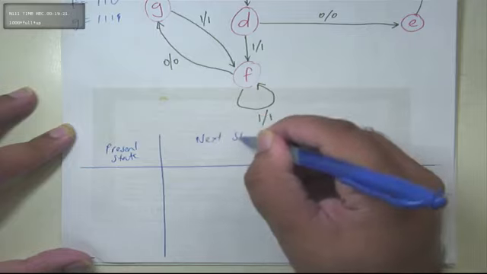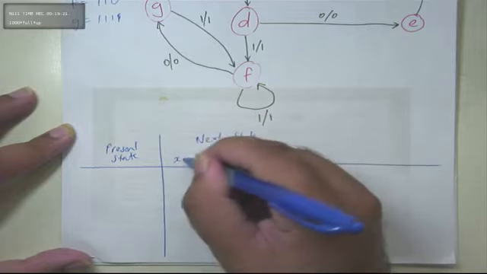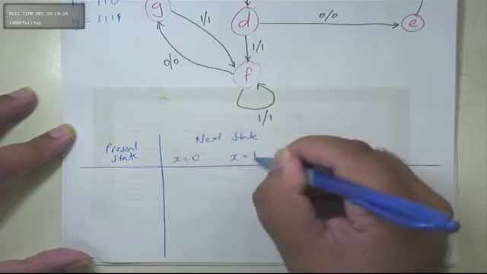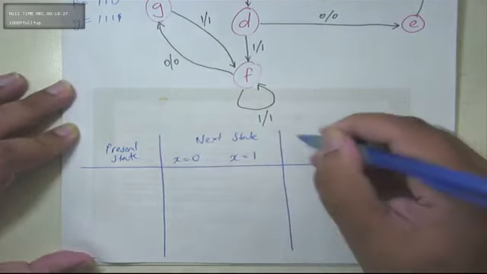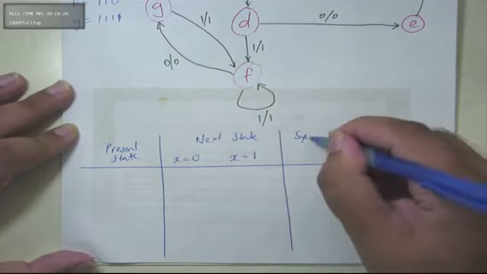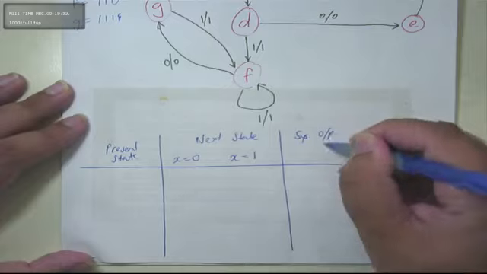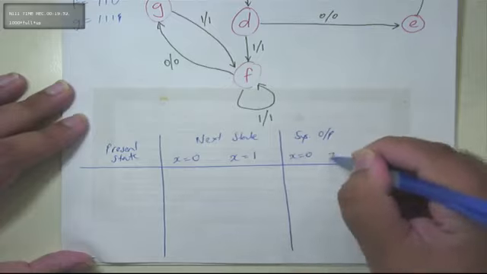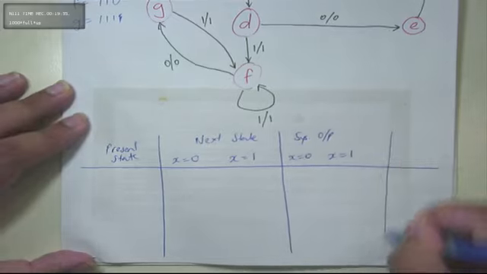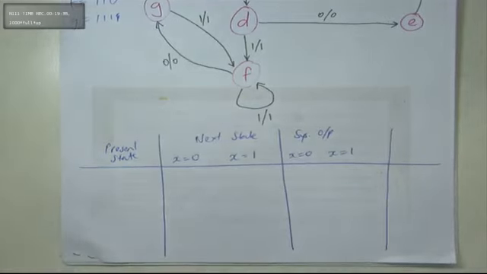Next state with X equals 0 and X equals 1, and system output with X equals 0 and X equals 1. Notice how this is starting to look like, remember when we look at our notes, most of the time the state table is drawn like that. That's a reduced state table. Basically, we're trying to save space because I wanted to put it on the same page.